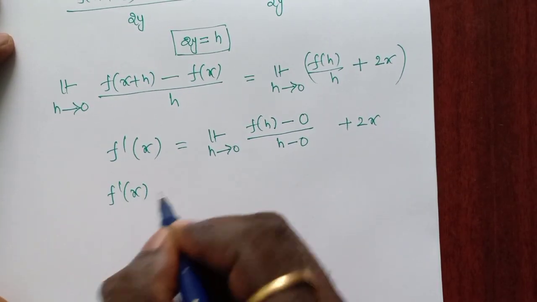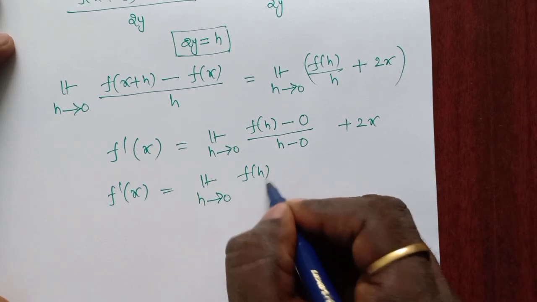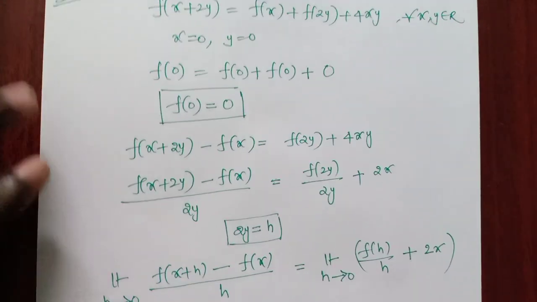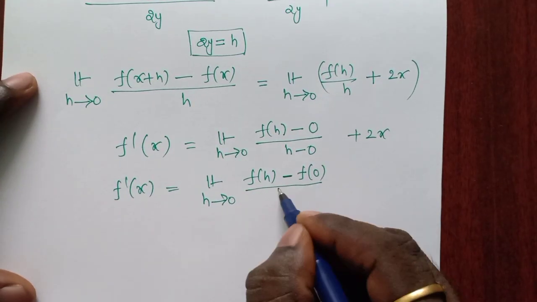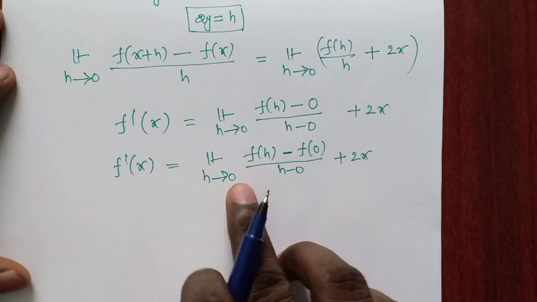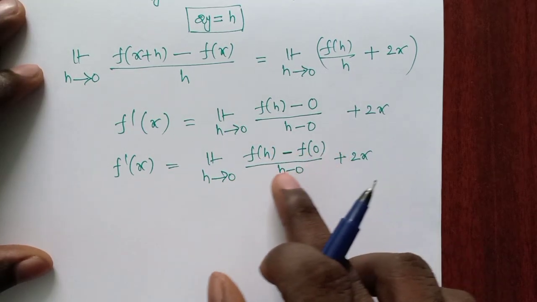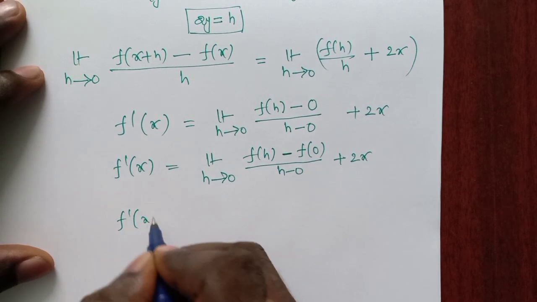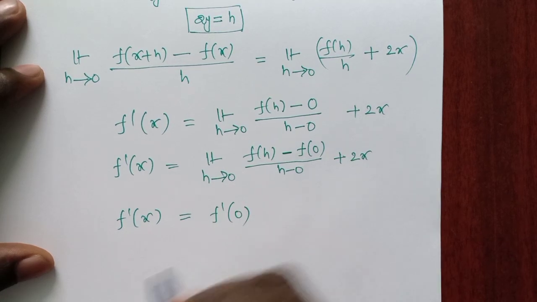Now f dash of x equals limit h tends to 0, f of h minus, simply it is nothing but f of 0. Why? Because we already got f of 0 is 0, divided by h minus 0 plus 2x. Now see it carefully. Limit h tends to 0, f of h minus f of 0 by h minus 0. What is it? f dash of 0. So f dash of x equals f dash of 0 plus 2x.